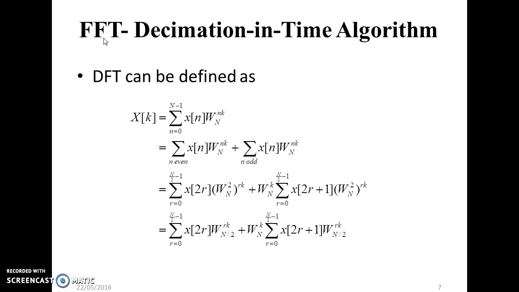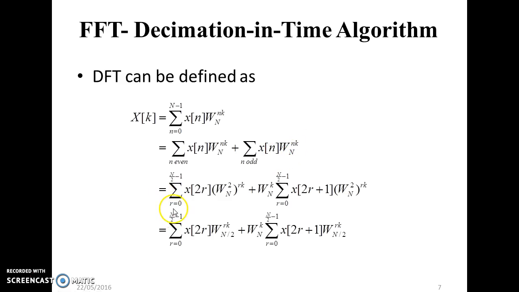There are two fast Fourier transforms. Out of that, the first type is the decimation in time algorithm. DFT can be defined as X of k is equal to summation over n equal to 0 to N minus 1 x of n WN raised to nk. That is, summation over even samples n even x of n WN raised to nk plus summation over n odd samples x of n WN raised to nk.